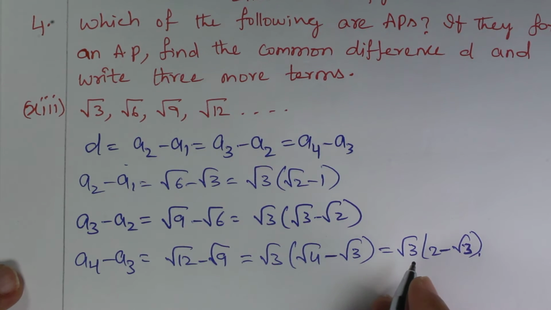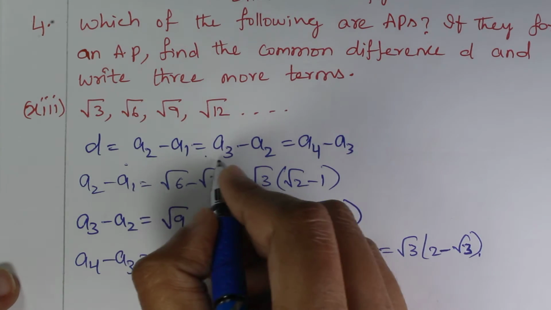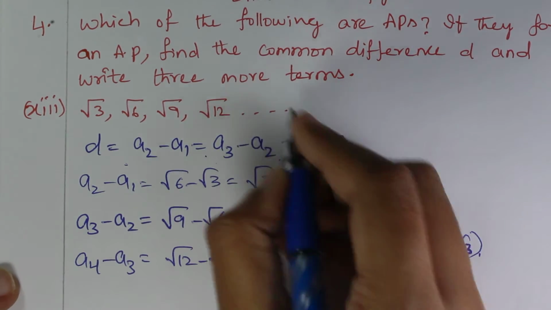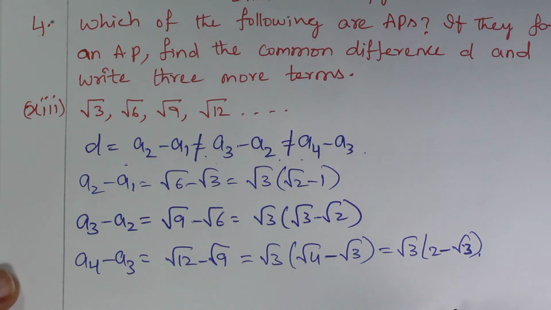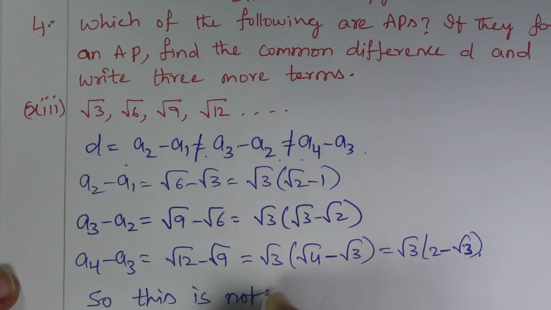So clearly here we see that A2 minus A1 is not equal to A3 minus A2 is not equal to A4 minus A3. So this is not an arithmetic progression.